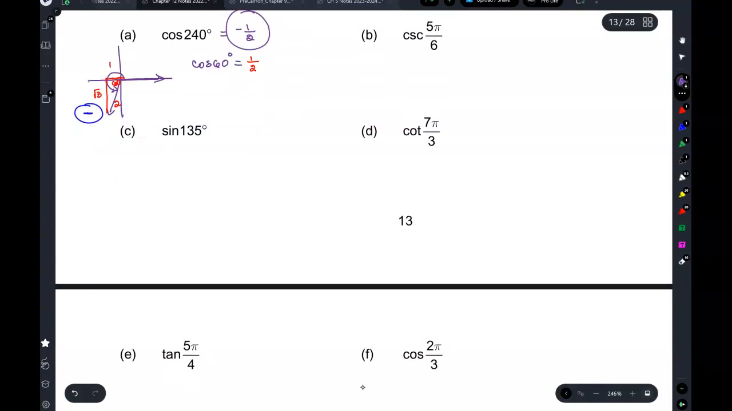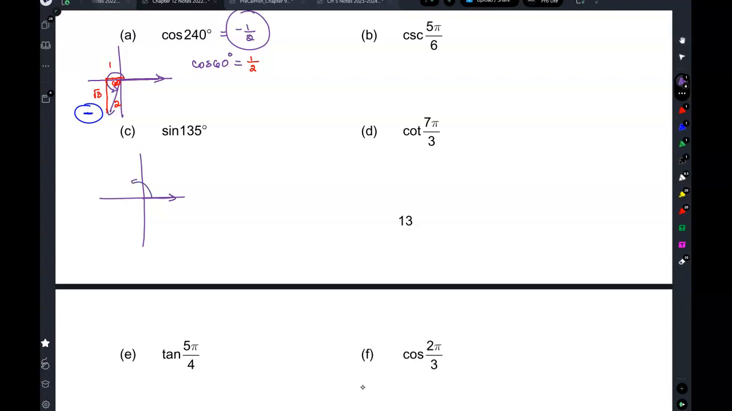Let's do the bottom one, sine of 135. Let's do another degree equivalent. Okay, 135 is here. What's the reference angle? 45. Right? Okay, so we need to find sine of 45.